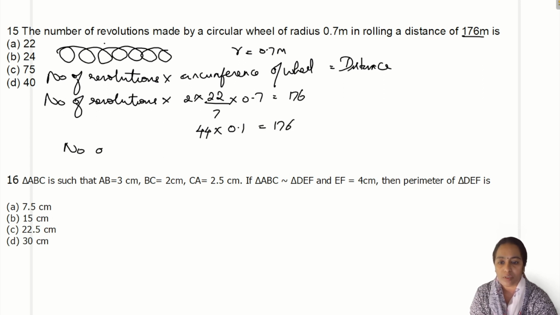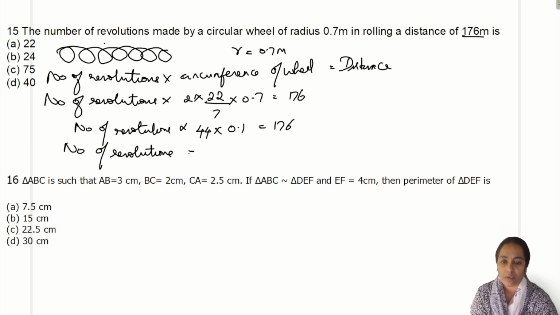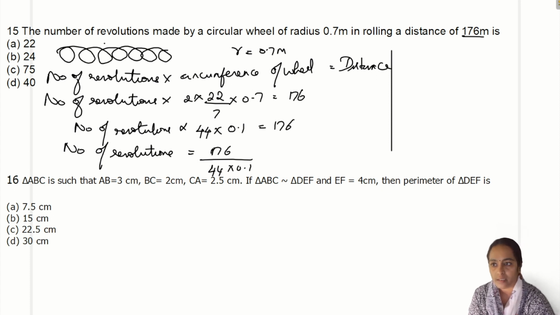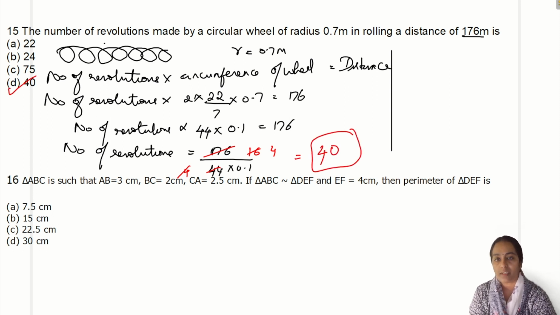So what is the number of revolutions? This into number of revolutions. So number of revolutions will be equal to 176 divided by 44 into 0.1. So what answer do we get here, children? This 176 and 44 will get cancelled. 4 fours are 16, so we have 4 by 0.1, which is going to be 40. So the number of revolutions is going to be 40. Option D is the correct answer. So let's move on to the next question, children.